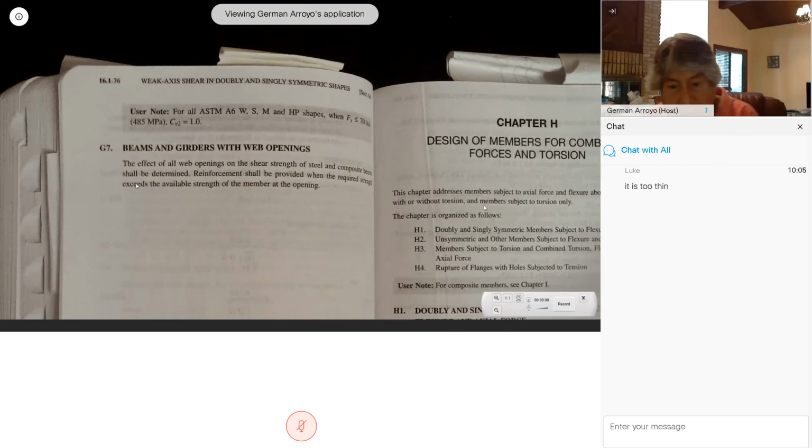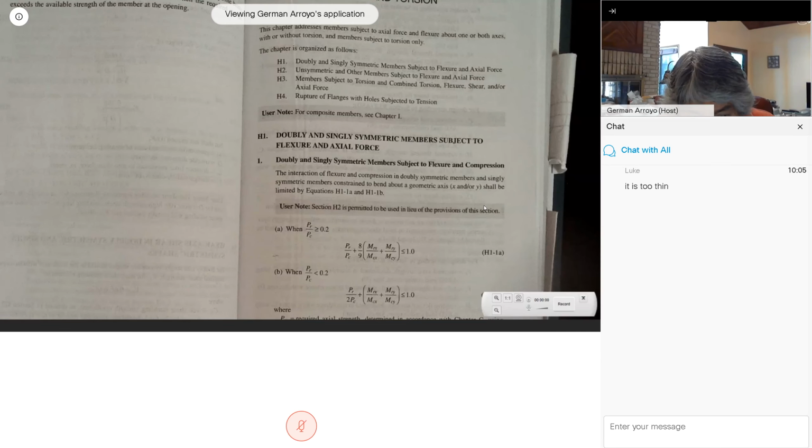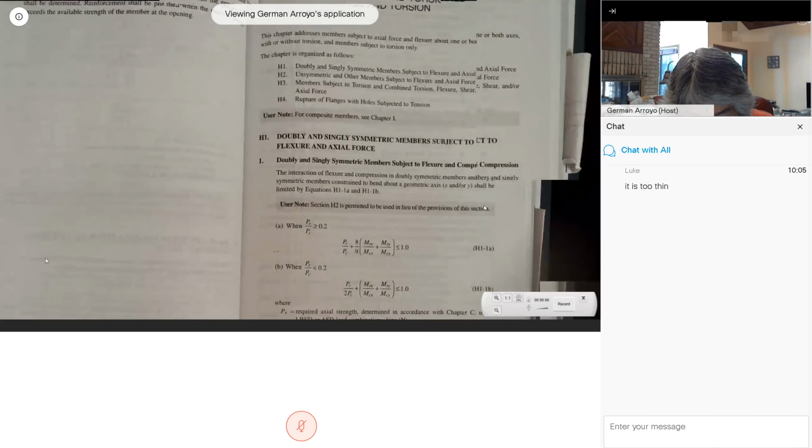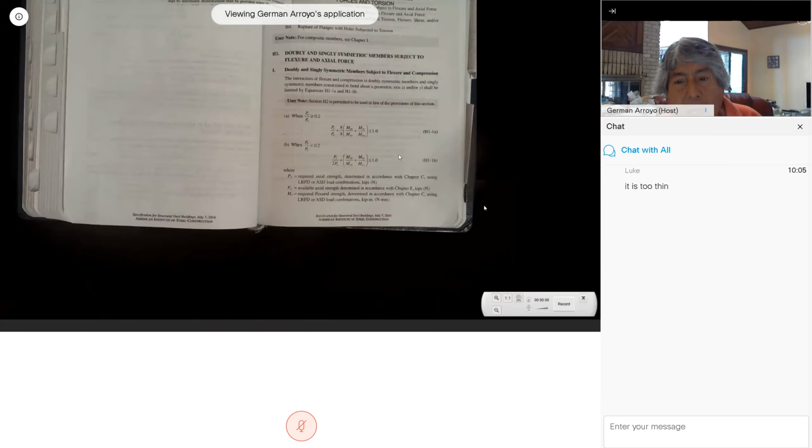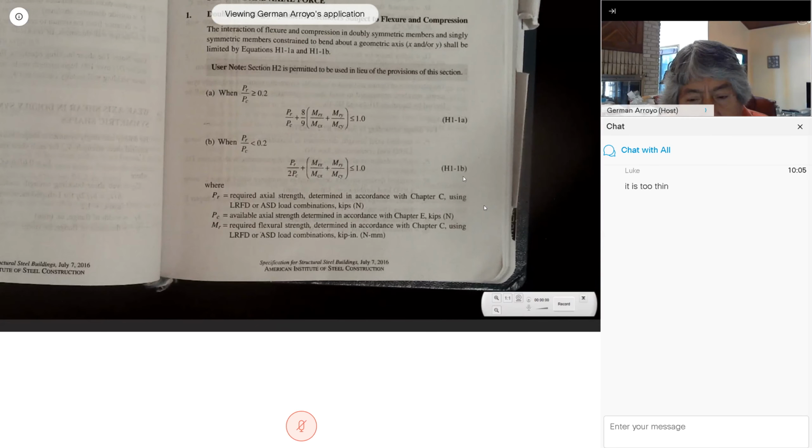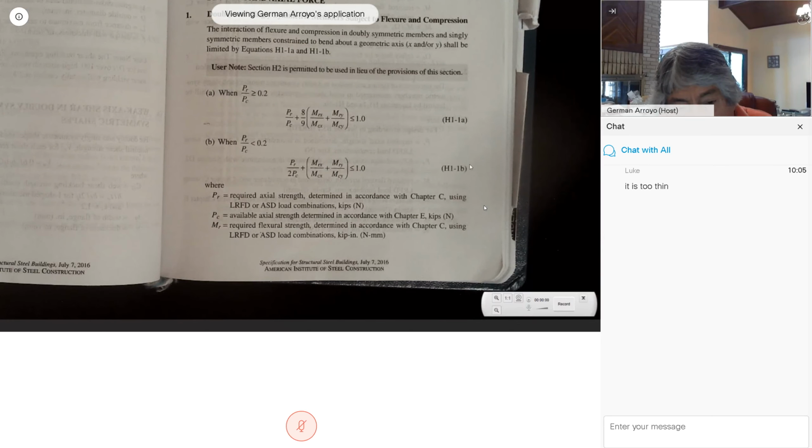So I was saying that we had two equations in here. And we used to say H1-1a is controlling, H1-1b is controlling. You already started solving the homework. In most of the problems in the book, this one controls. But either way, we have to magnify the moment. The reason why we magnify the moment is because we have eccentricity created by the column and by the beam. It's called the secondary bending moment, or the P little delta effect.